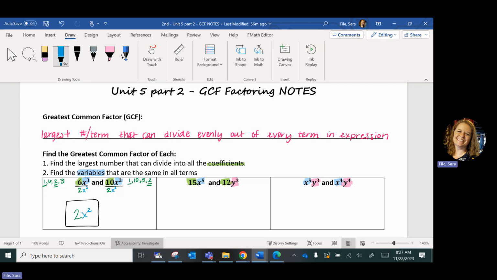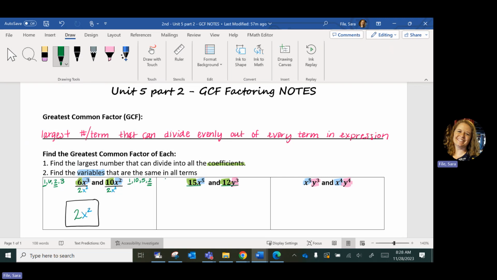So let's try that for the next one. Okay, again, you can list out the factors if you need to. Some of you don't need to. What can both 15 and 12 be divided by? They can both be divided by 3. If you're not sure if that's the greatest, list out the factors like we did.